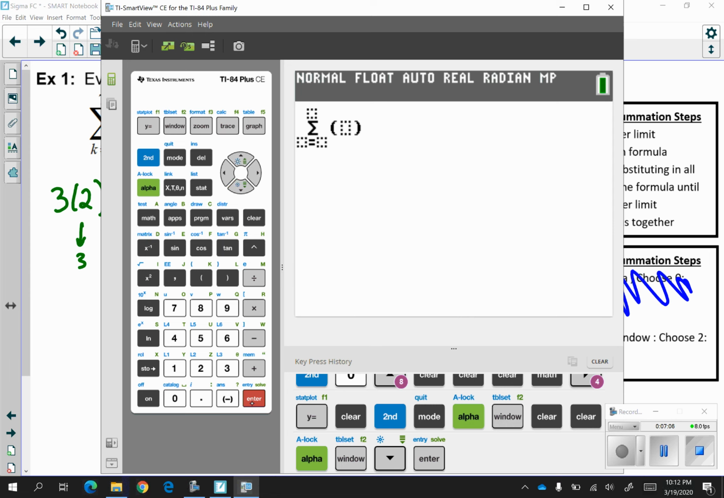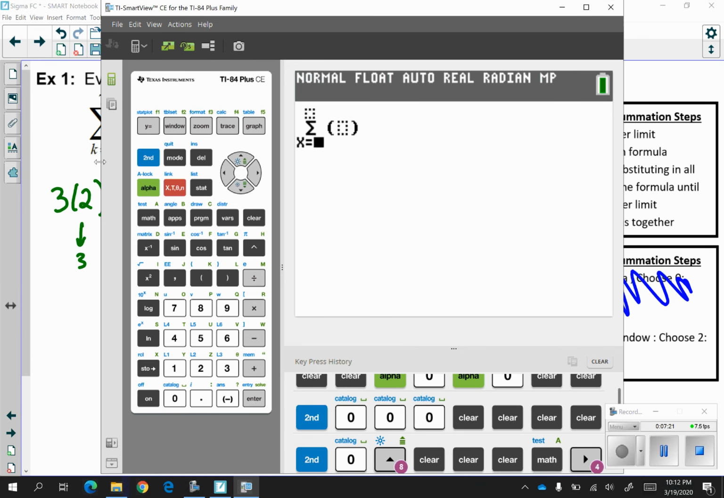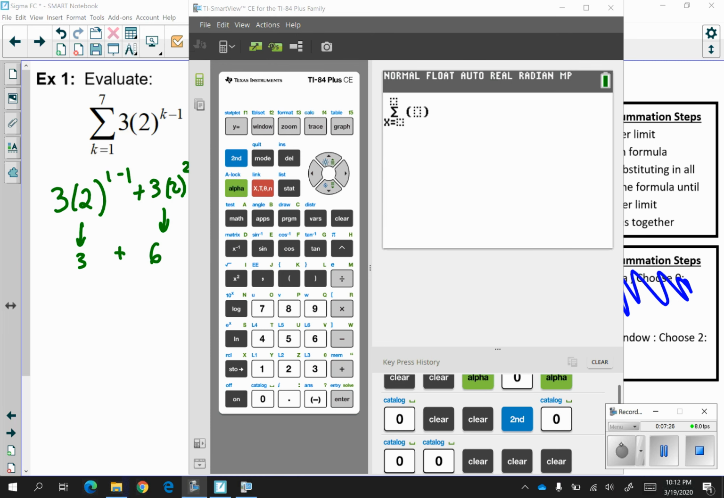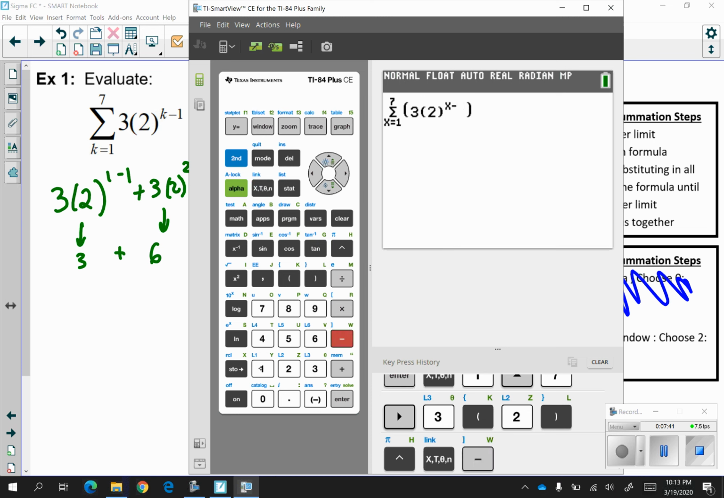Now, you do have to tell the calculator what you're doing. Obviously, you can't plug k into the calculator because variables in your calculator are always x. So you're going to hit x equals, and if you're looking at the problem, we're starting from 1, going up to the 7th term, and then you have 3 times 2 to the x minus 1.